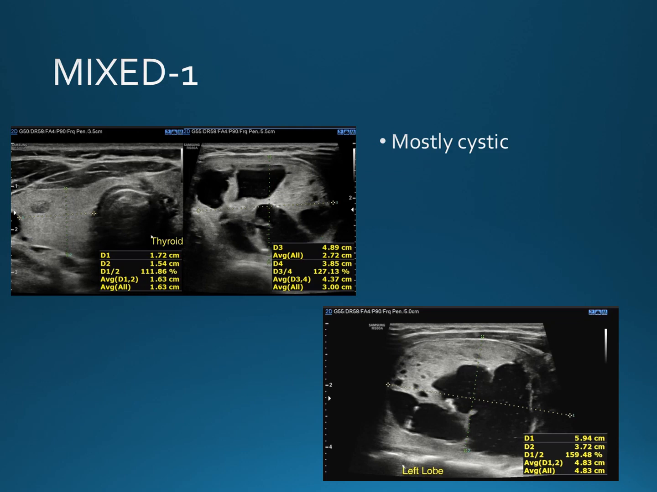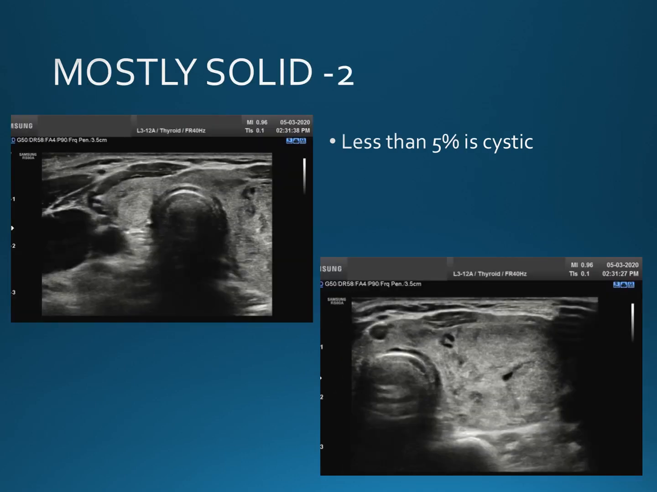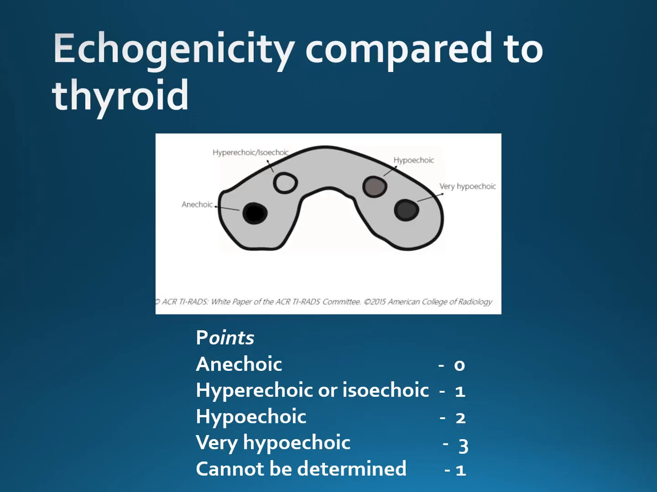This is mostly cystic. Lesions could be mostly solid as seen here, where less than 5% of the nodule is cystic. Next feature is echogenicity of the nodule compared with the thyroid. It ranges from anechoic, hyperechoic, hypoechoic to very hypoechoic and accordingly is given score 0 to 3.